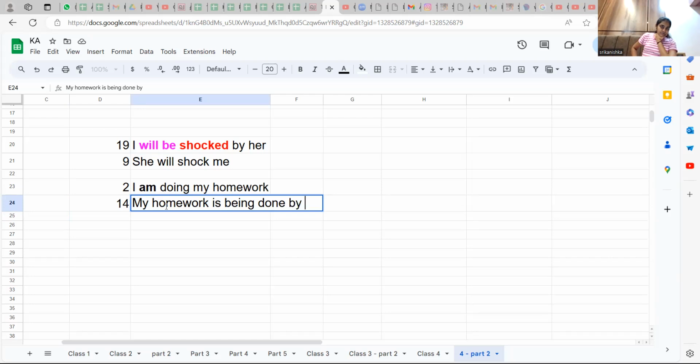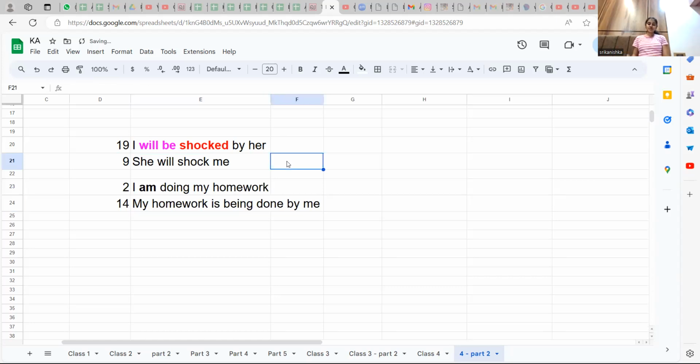Very nice. So without referring, the next one, can you tell? Can you try? Write it down. The most important thing is both statements are correct. They have the same meaning. You were simply expressing it.